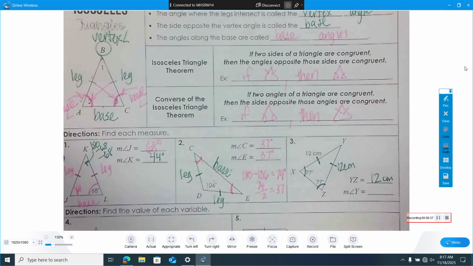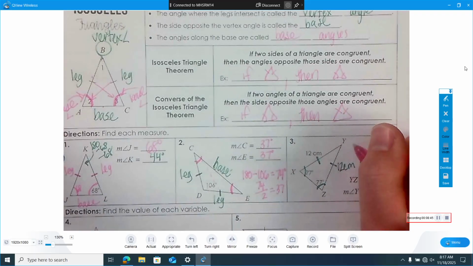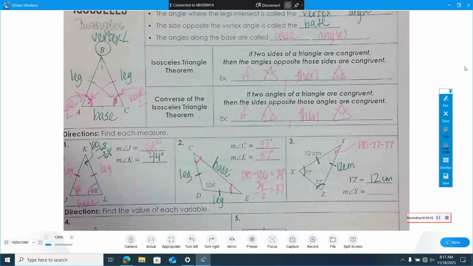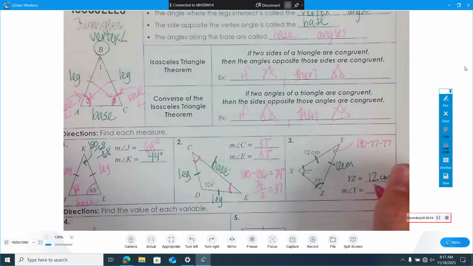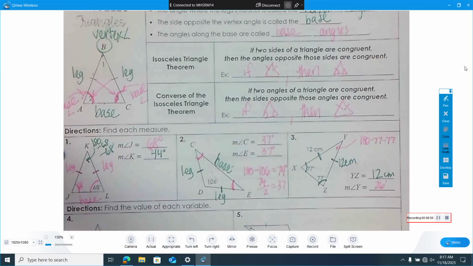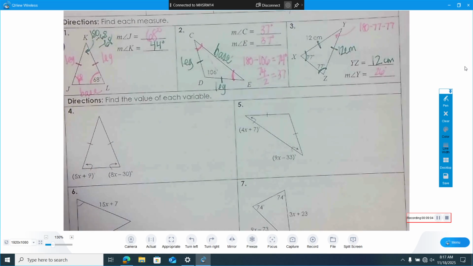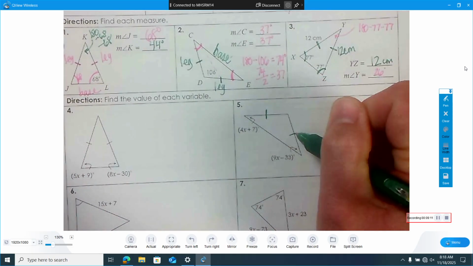And how do we figure out angle Y? Would angle Y be 26? It is. Why? How'd you get 26? 180 minus 77 minus 70. Yeah, good. So we have 180 degrees minus the two angles we know, and we do get 26. All right, fantastic. So let's look at number 5. Number 5, we have two congruent legs.